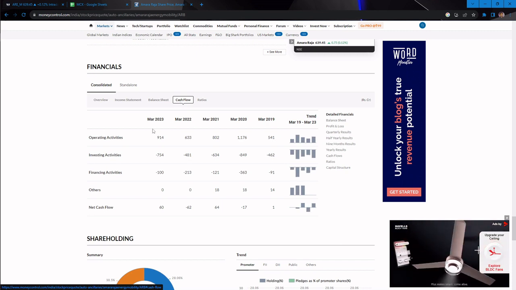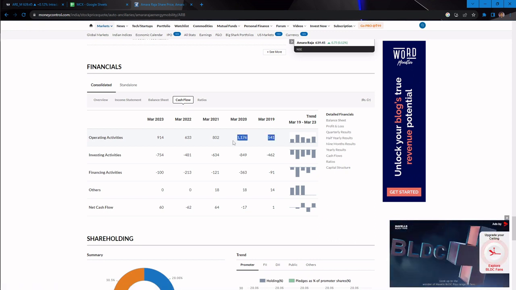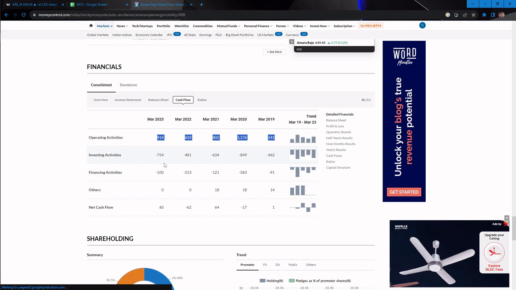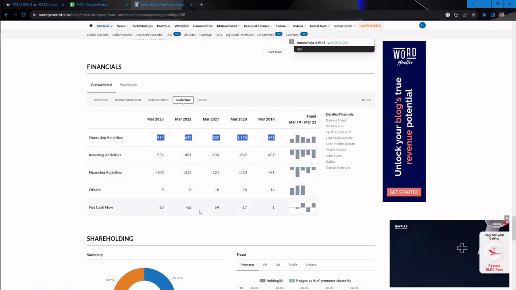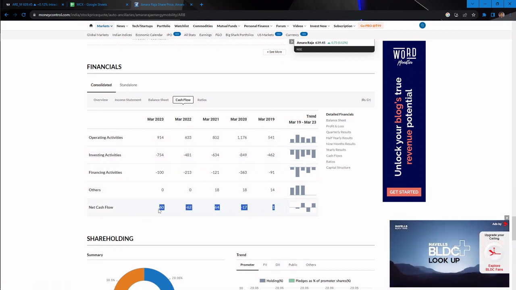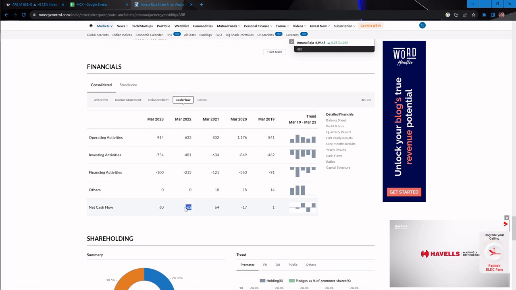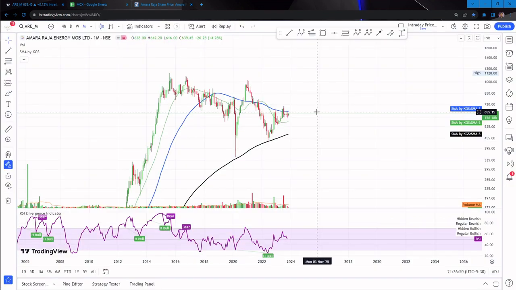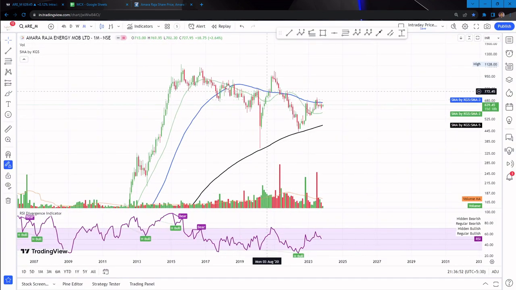coming year. And also cash flow and operating activities, it has been consistently having a good amount of cash flow from operating activities. Investing activities, it's slightly low, that's okay. And net cash flow, it has been having a good amount of net cash flow. Last year it was around -62, and this time it is having a positive cash flow. That is also a positive sign. So considering all these factors, I'm expecting Amara Raja Batteries to do well.